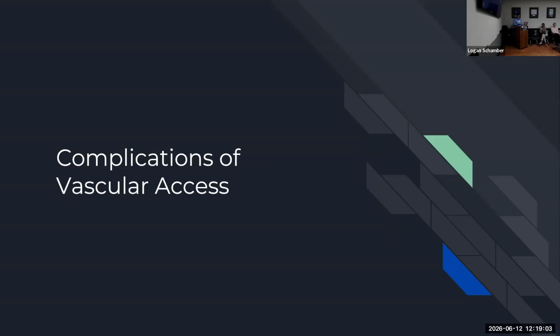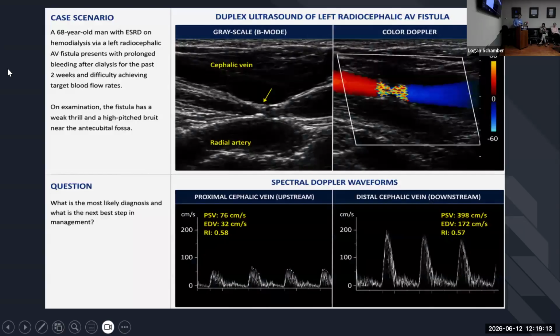And so in these next few slides, I want to go over the most common complications, both flow and non-flow related, as well as discussing the diagnosis and briefly discussing the management. Without further ado, I'm going to open with just the general case. So this is a 68-year-old man, hemodialysis patient via left radial cephalic AV fistula, presenting with prolonged bleeding after dialysis for the past 2 weeks, difficulty achieving target blood flow rates.